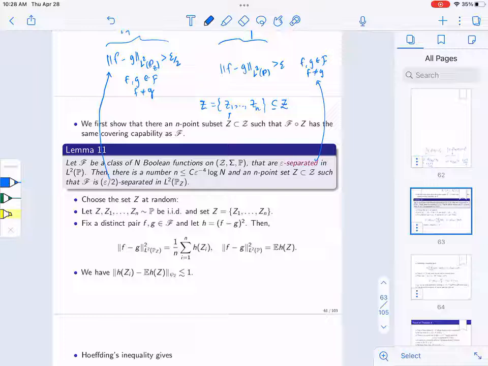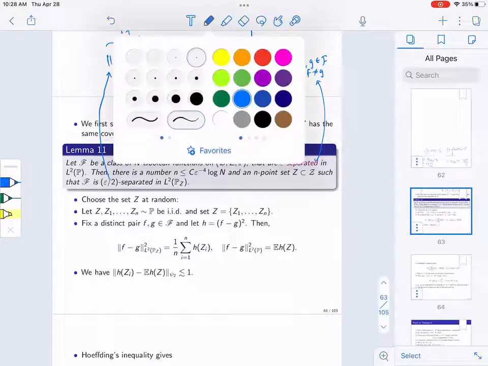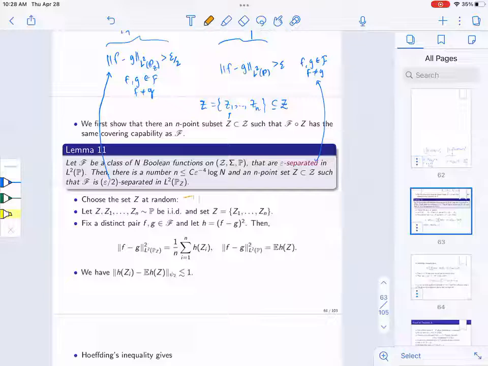To do this, it's a proof by the probabilistic method. So anyone knows what the probabilistic method is? Proof by. So, you know, online people.